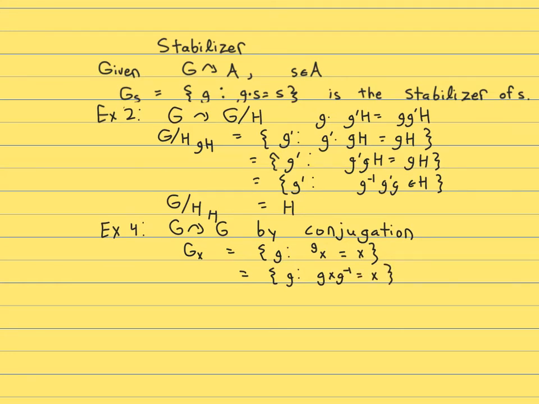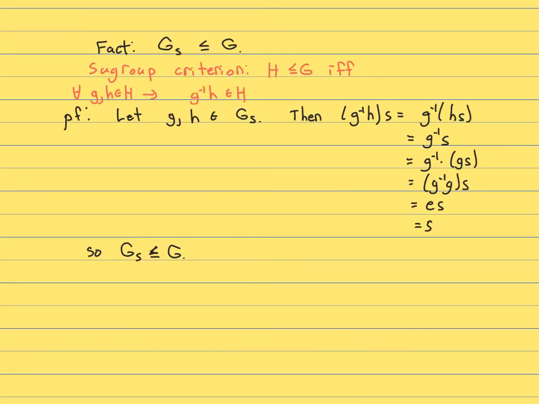So this is the set of group elements such that when you conjugate X by g inverse, you get X. We will see this set again in a little bit, so it's a good example to have. Alright, so one of the facts we'll prove is that given a group action, so we have G acting on a set A and an element s in A, the stabilizer, G sub s, is a subgroup of G.